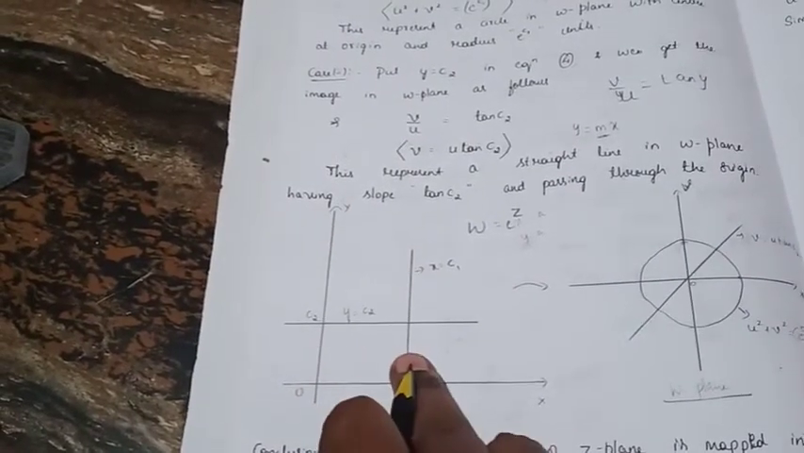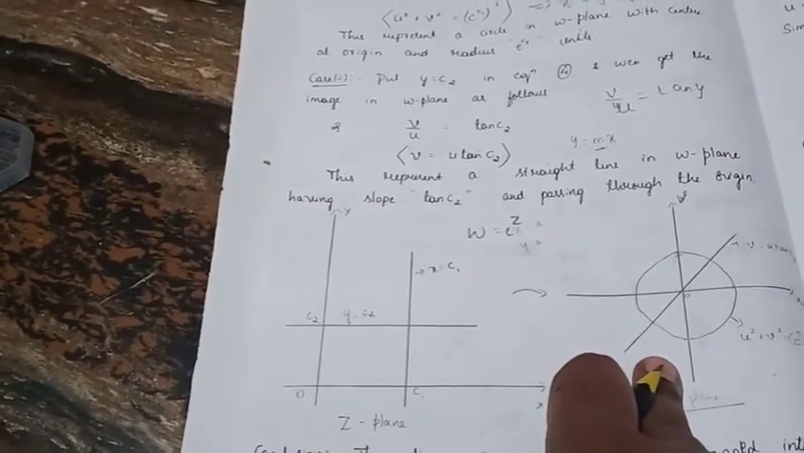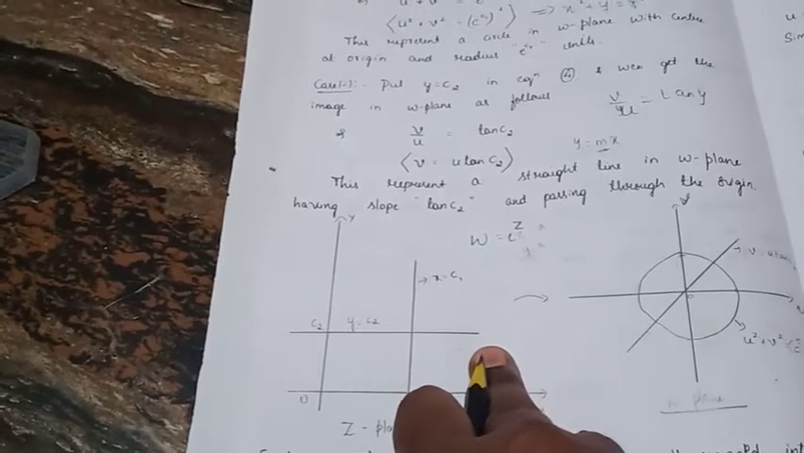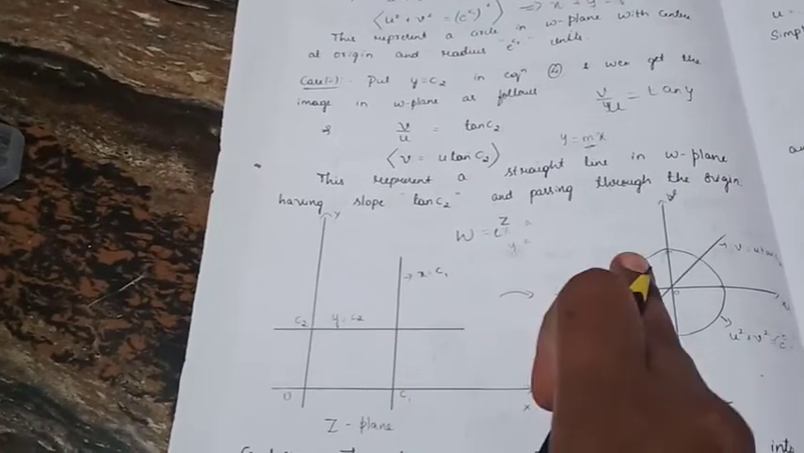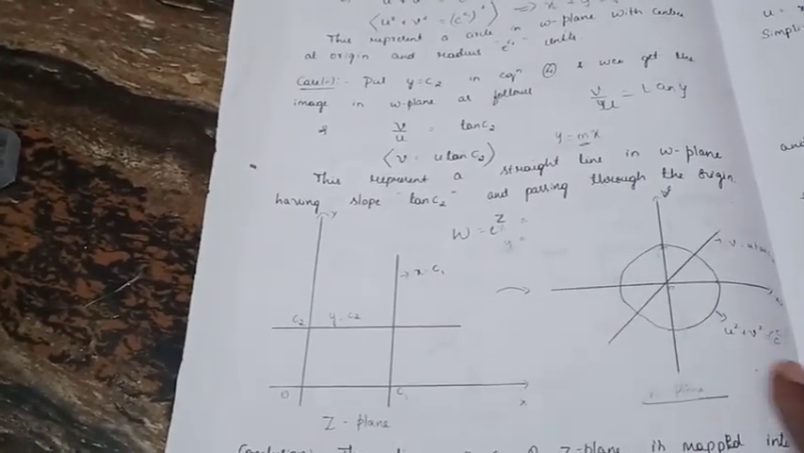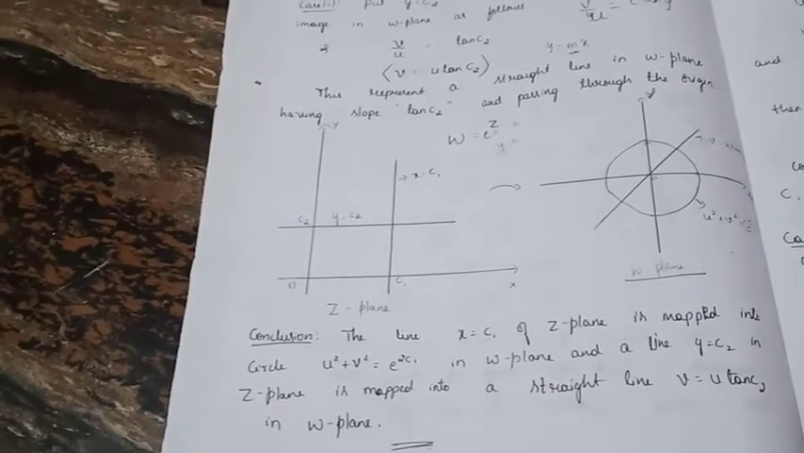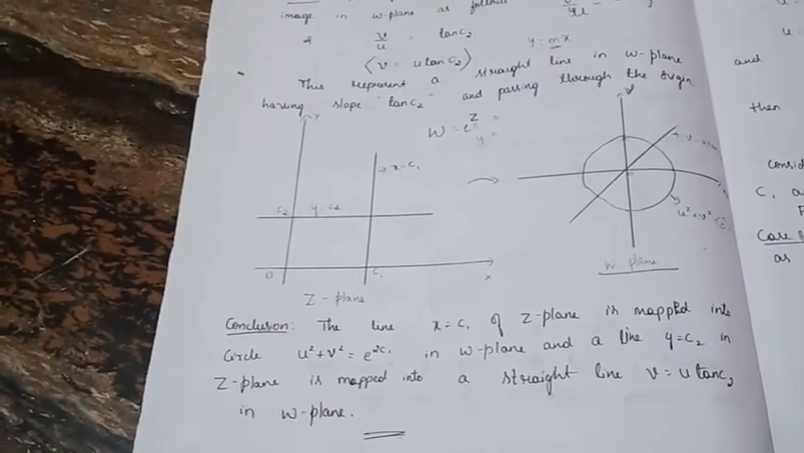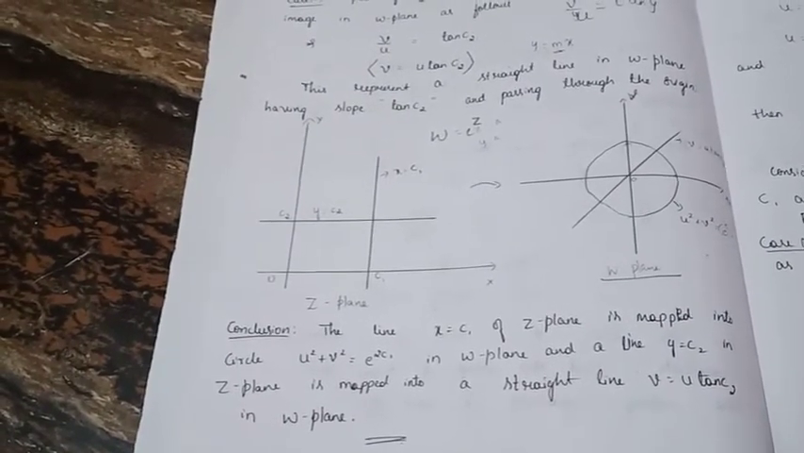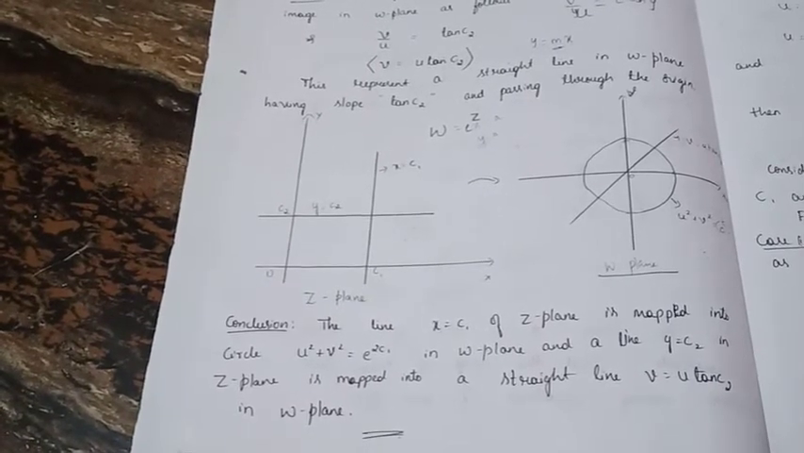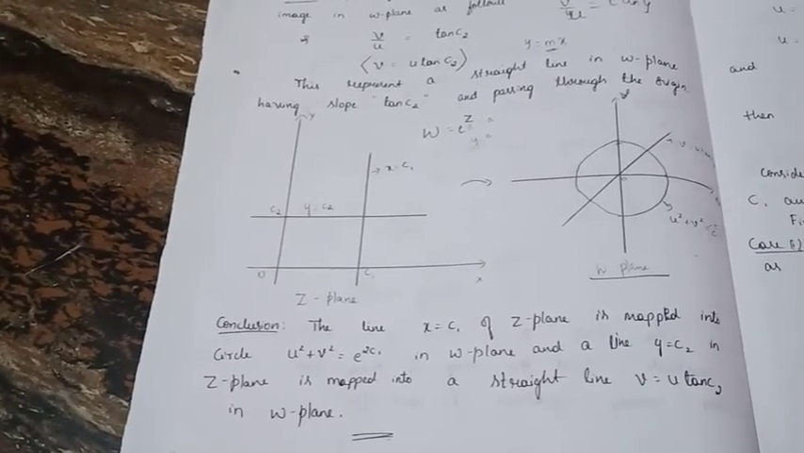So x is equal to c1 in the z plane maps into a circle in the w plane. y is equal to c2 in the z plane maps into a straight line in the w plane. So the main conclusion is the line x is equal to c1 in the z plane is mapped into a circle, and y is equal to c2 is mapped into a straight line in the w plane.